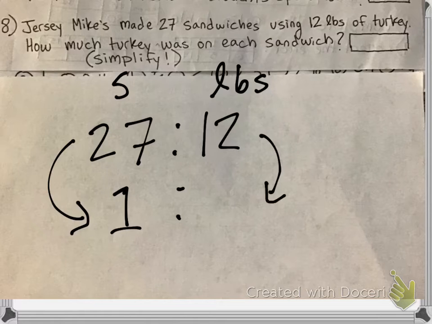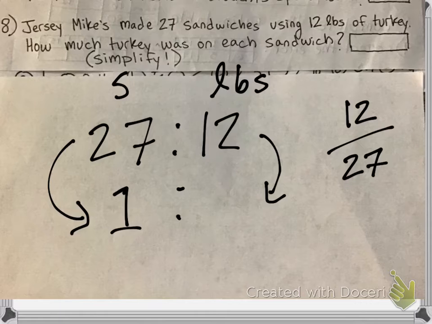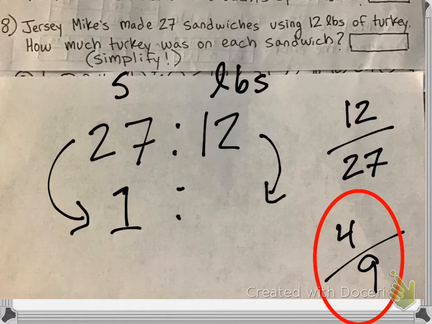Divide by 27. I'm going to do the same thing here. 12 divided by 27. We look for our greatest common factor. What is the greatest common factor between 12 and 27, Lucy? 3. What is 12 divided by 3? Who can tell me? What is it, Daniel? 4. What is 27 divided by 3? Who can tell me? Trey. 9. So guess what our answer is? 4/9. That's our answer. Our answer is 4/9 of a pound.